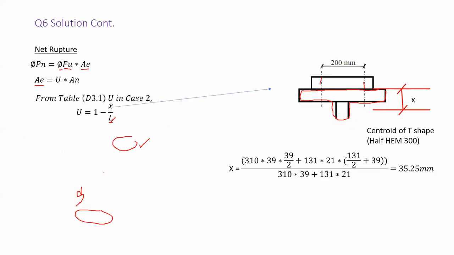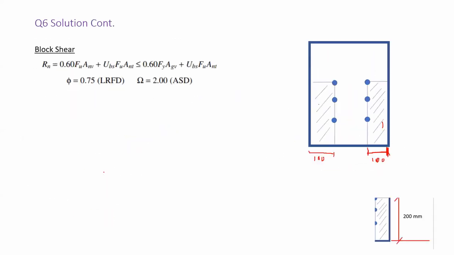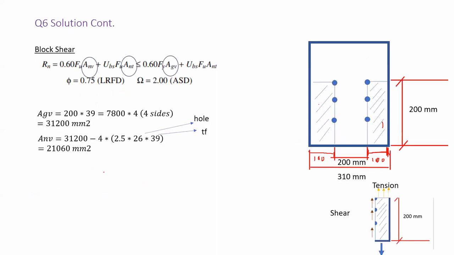Any more questions, guys? I want to make sure that you actually understood the part of AGV, ANV, and ANT. Oh, it seems like it's clear. Okay, now we can proceed.